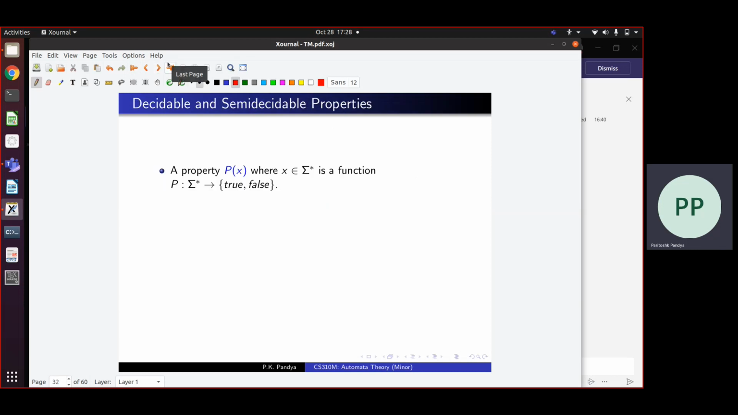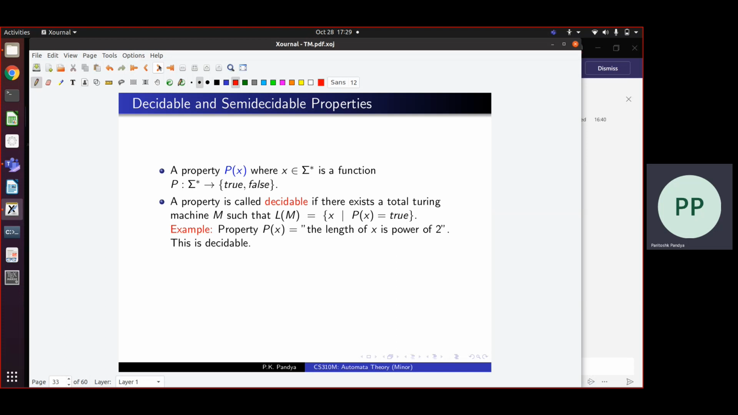So suppose we are given a property of words over alphabet sigma. That is, you are given an arbitrary string in sigma star, and we want to ask whether property P holds for it. So a property of strings is a function which takes a string and answers true or false. That is, whether the property holds for that X or not. So is the notion of a property clear to you? I can give an example. For example, the property P says that the length of X is a power of 2.